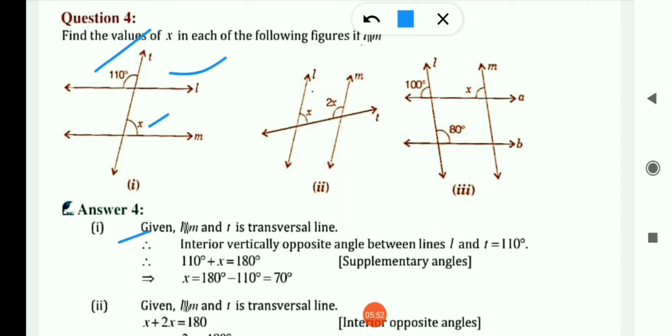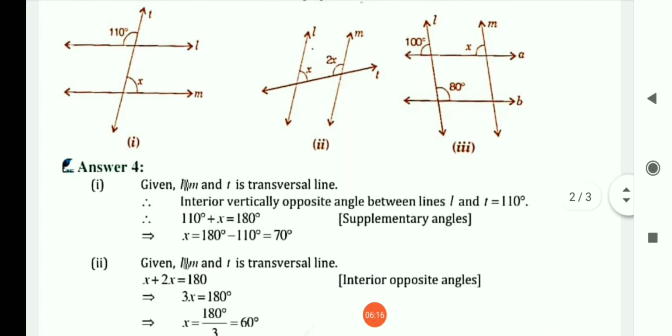Now L and M are parallel and T is a transversal. So the angle between L and T is 110. So 110 plus x is what? 180, by the definition of supplementary angles. The sum of two angles is 180. So x equals 180 minus 110. So we get 70.